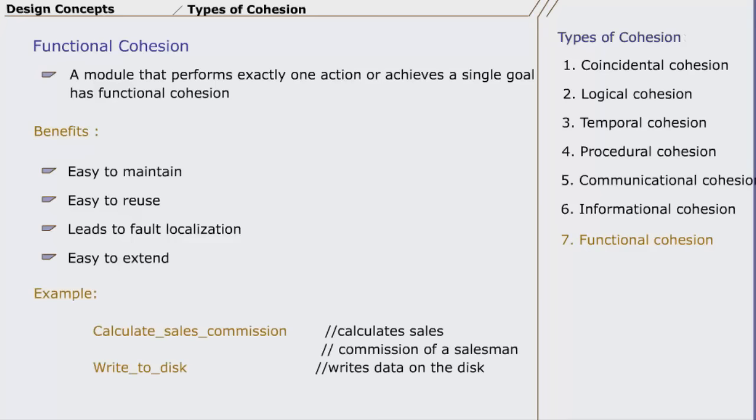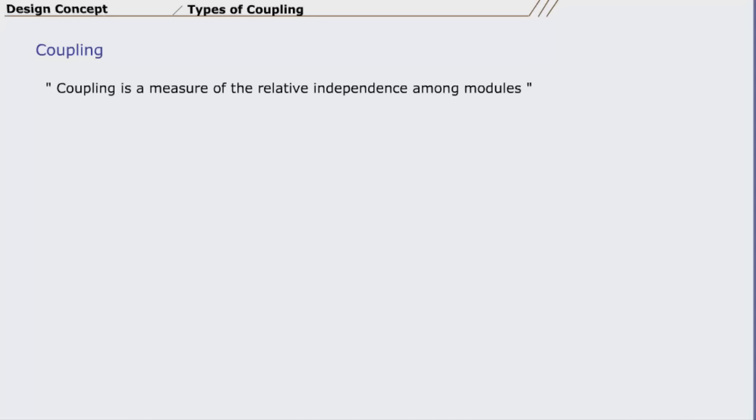write to disk. Let us see now the second functional independence criterion, that is coupling. Coupling is a measure of the relative independence among modules, or a degree of interaction between two modules. There are 5 types of coupling.